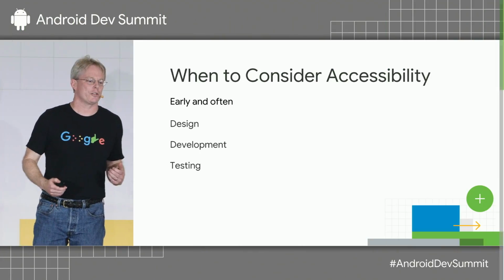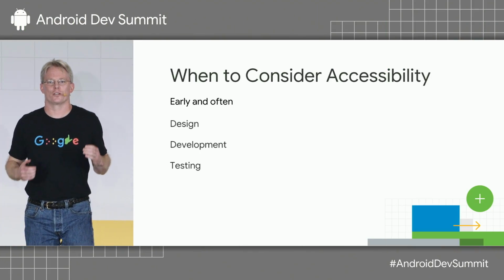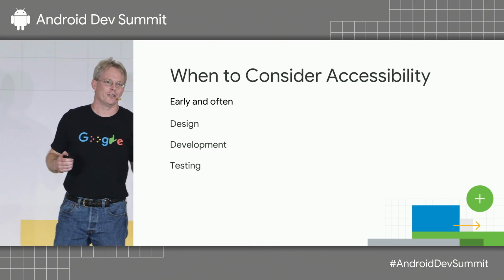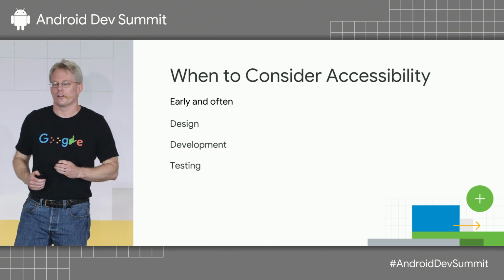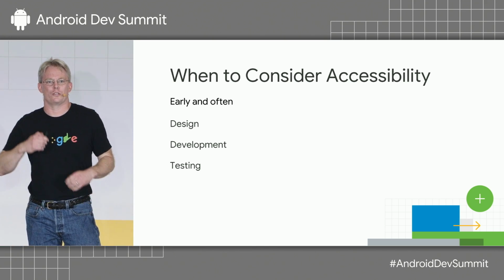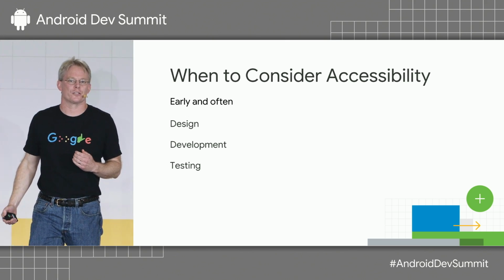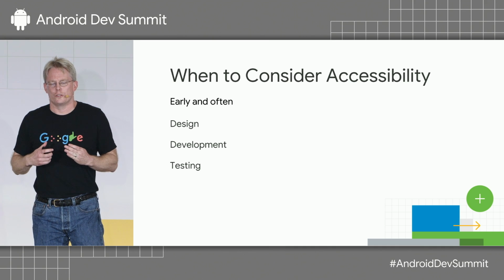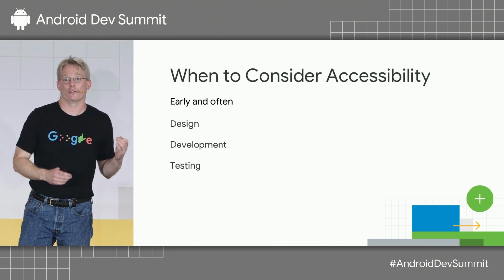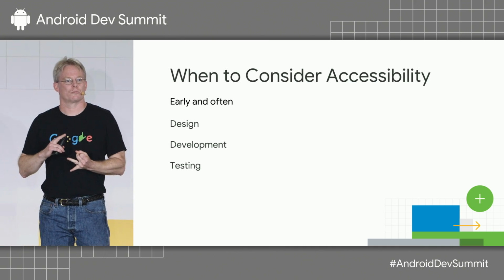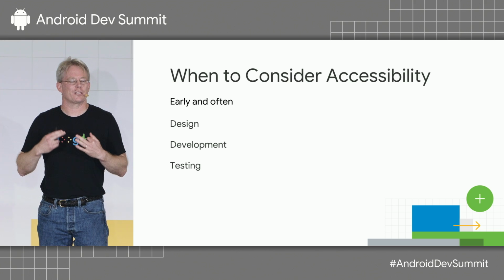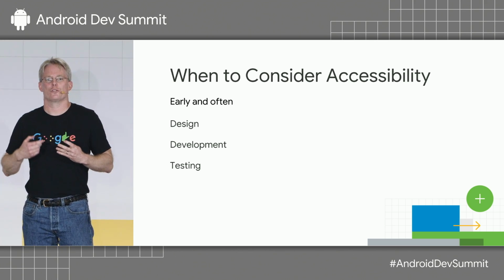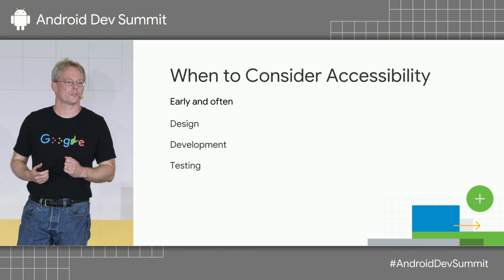Sometimes people ask, when in my project should I consider accessibility? So the three-word answer is early and often. The slightly longer answer is in each of these different phases of your project, there's something you can do. In design, generally the things that I just mentioned of keeping contrast, control size, and labels will get you a long way if you're using standard UI patterns.